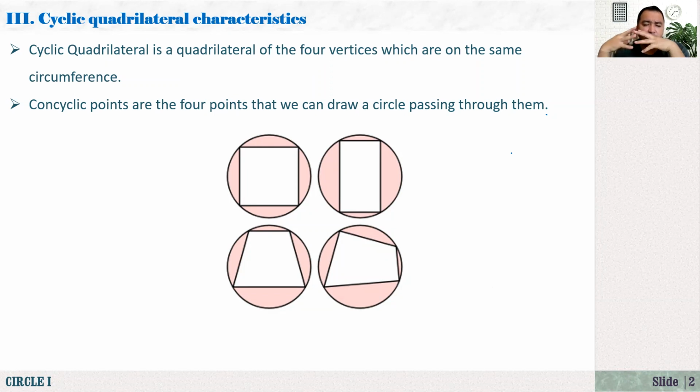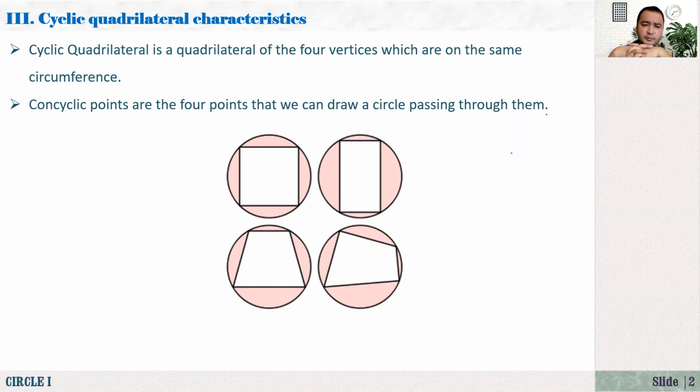So actually, we define a cyclic quadrilateral as a quadrilateral whose four vertices are on the same circumference. That means that if you are given any quadrilateral and all the vertices of the quadrilateral are lying on a circle, then such quadrilaterals are called cyclic quadrilaterals.